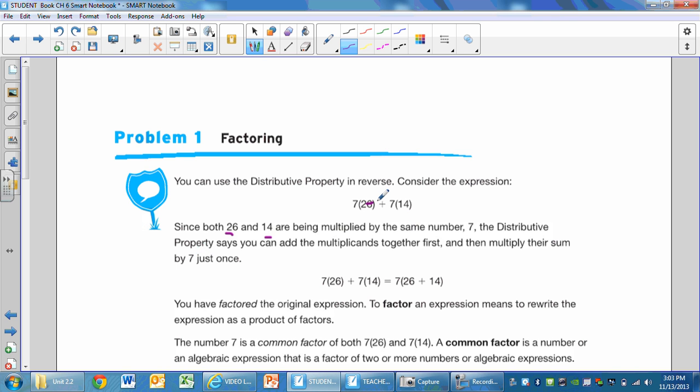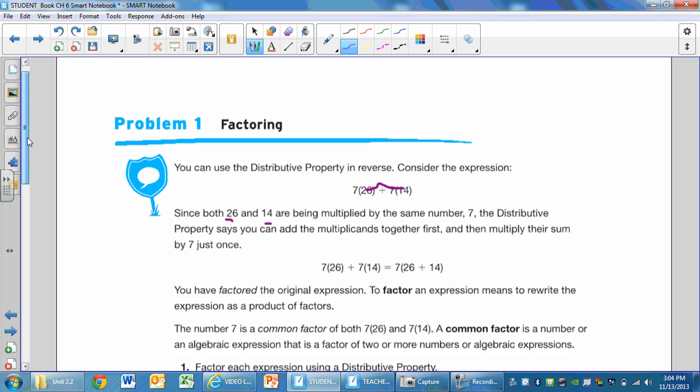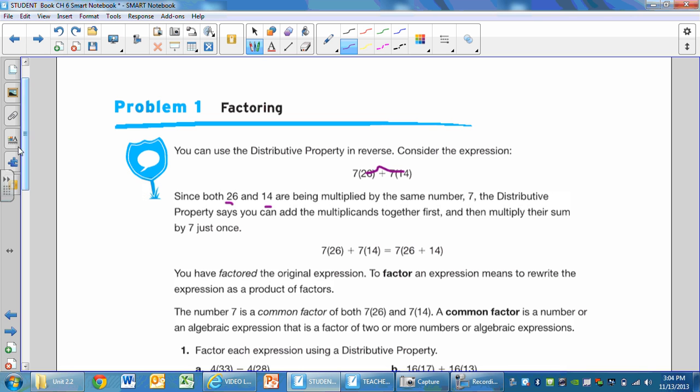So they're going to grab the 26 and the 14 here and here and add them together. So 26 plus 14 is 40. So we're going to do 7 times 40. So then we would have 7 times 40. 7 times 4 is 28. Add a 0 to get 280.